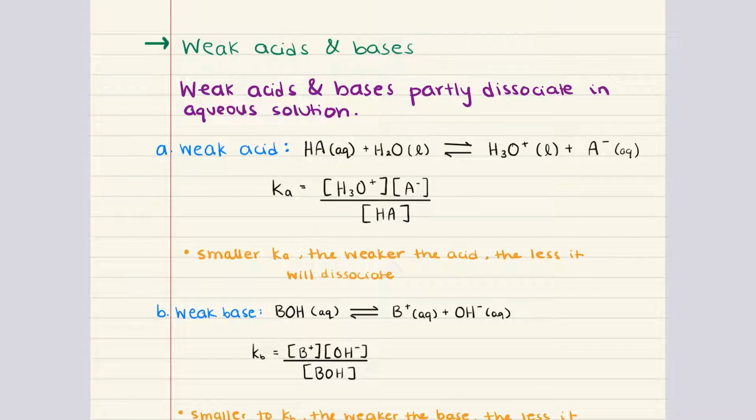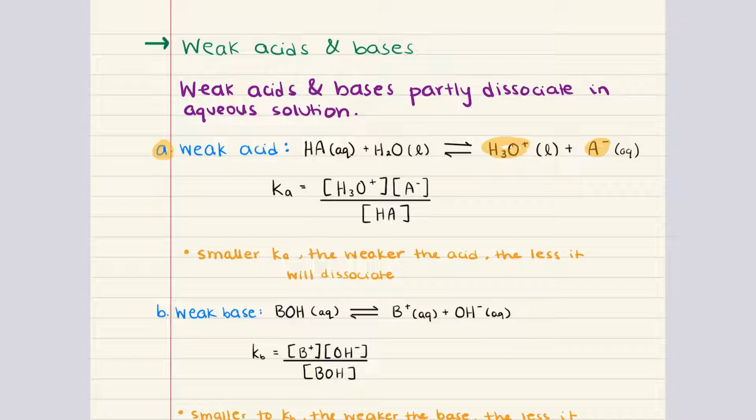Weak acids and bases are substances that only partially dissociate in aqueous solution. So unlike strong acids and bases, which completely ionize in water, weak acids and bases reach an equilibrium state where both the ionized and unionized forms exist in solution. Let's start by talking about weak acids. A weak acid partially dissociates in water to produce hydrogen ions and its conjugate base.